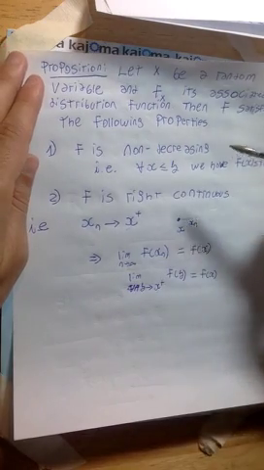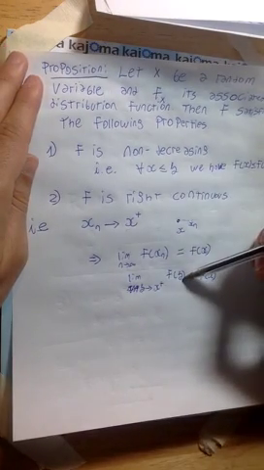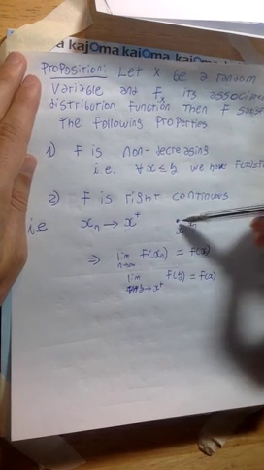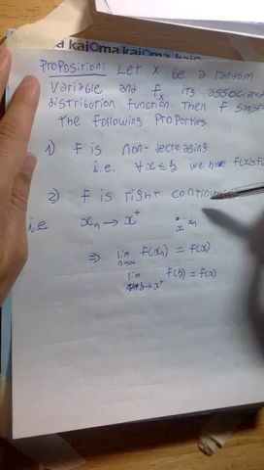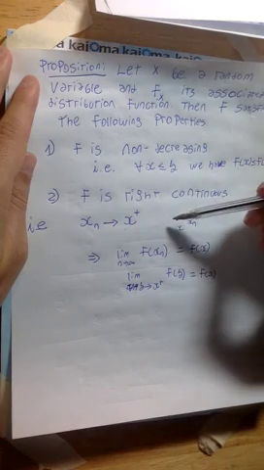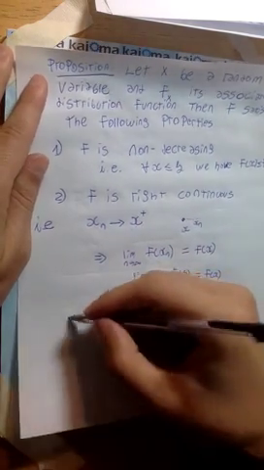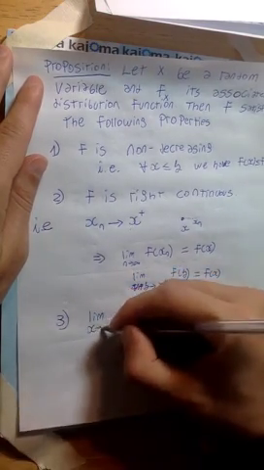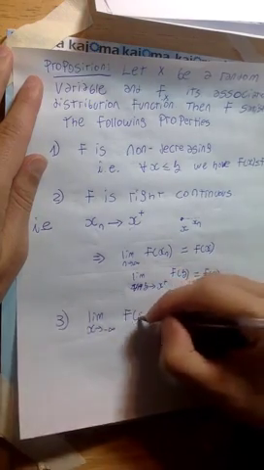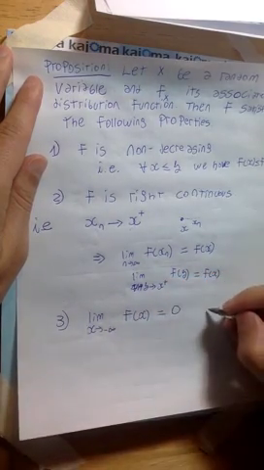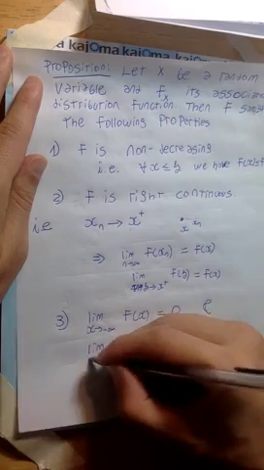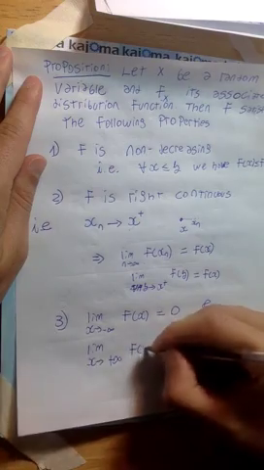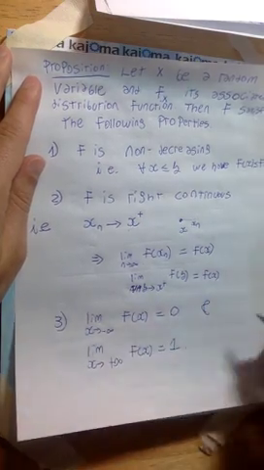Okay, one of the things is that because F is non-decreasing, this sequence is also monotonic. As you approximate the value of F at x from the right, the value will be decreasing. And the third property that we were mentioning is that the limit when x goes to minus infinity of F of x is equal to 0, and the limit when x goes to plus infinity of F of x is equal to 1.